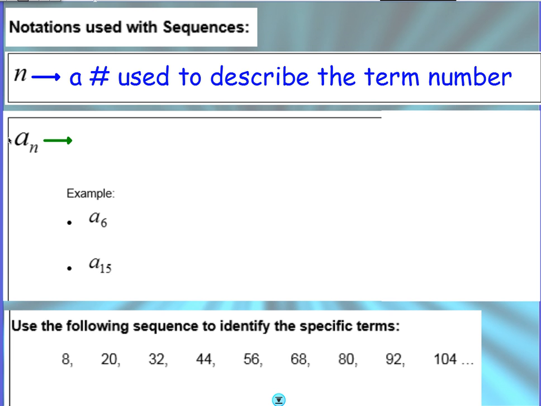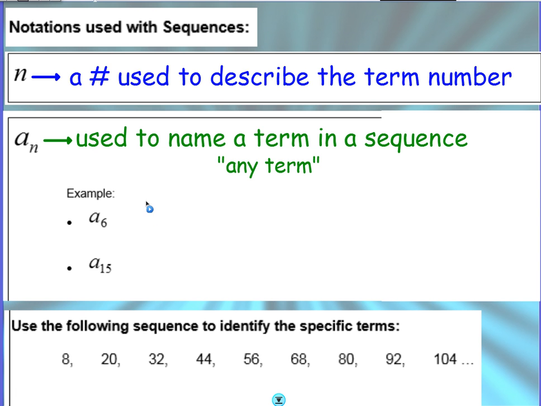This next notation here is read as a sub n. When you see this, it means that it is used to name a term in a sequence. Or we could read it as any term. Please pause the video if you need to continue copying the notes.